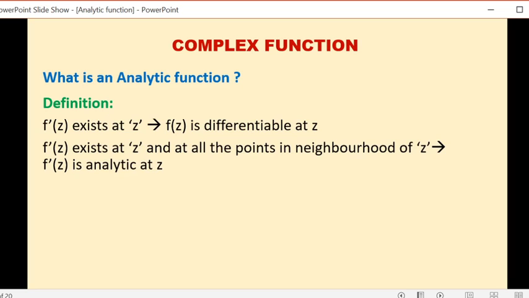Can you give me one example of a function whose derivative does not exist at a point? Anyone remembers this example? Anyone from division B?